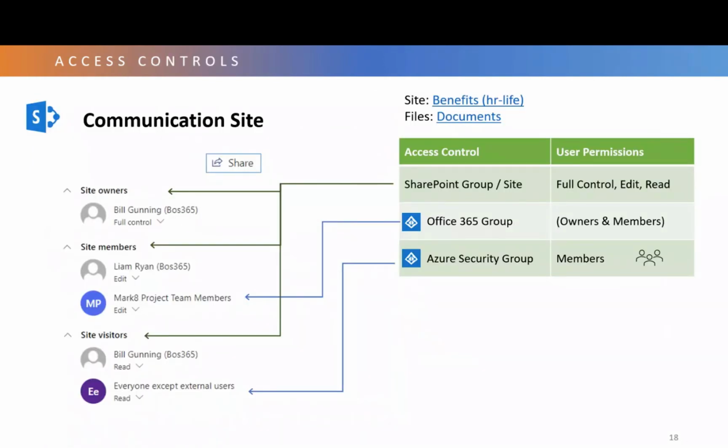So when I sit down with the site owners, I walk them through a couple scenarios. This communication site here, HR Life, for example, I put it on my Boston tenant. Let's imagine we have another team, this Mark A team, and they're responsible for updating the HR site. So instead of adding all the users from this Office 365 team site, I can just add the Office 365 team site right in as a member. So all those members from a Microsoft Teams site can now manage this communication site.